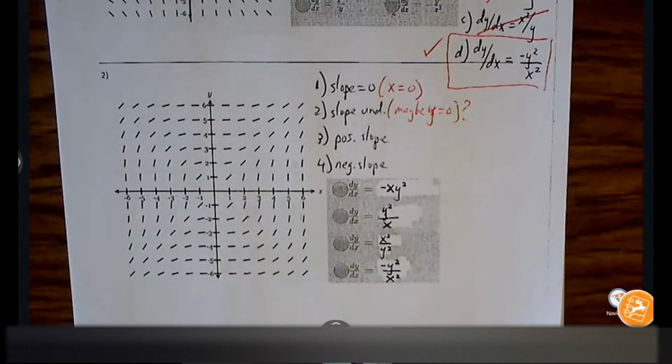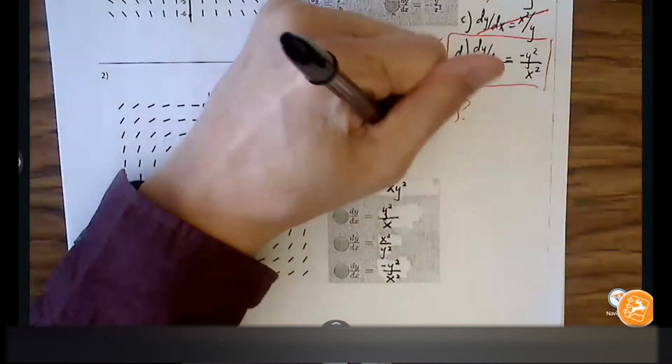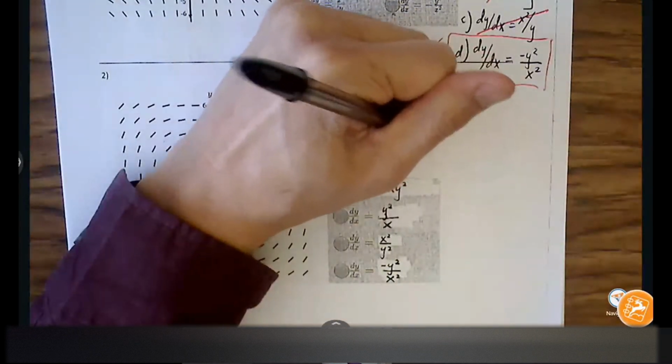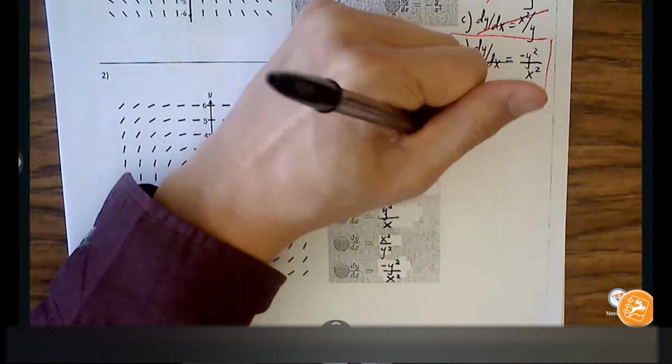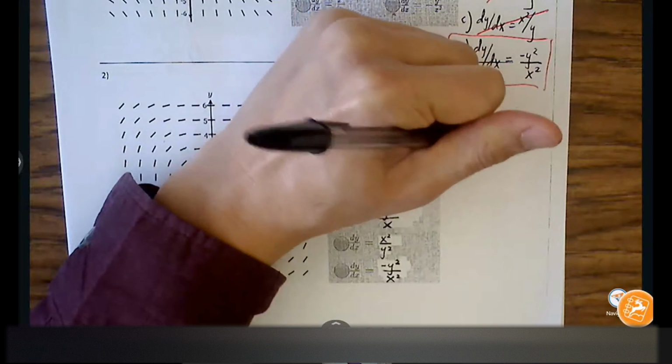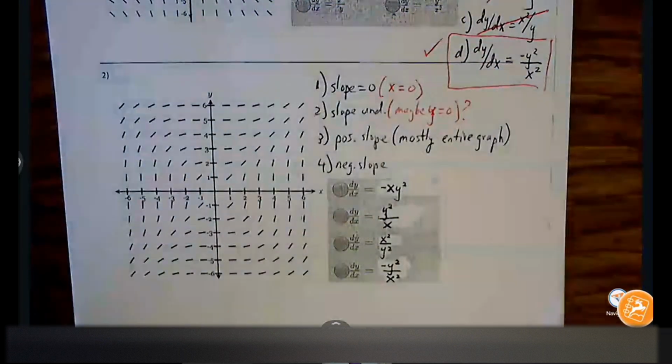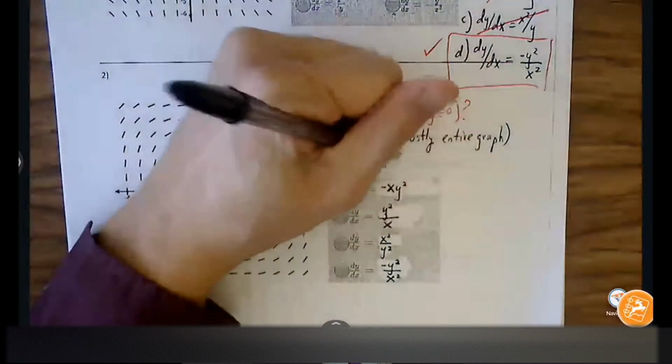Okay, how about positive slopes? The whole graph. Pretty much the entire graph are just variations of positive slope. So mostly entire graph, which means are there any negative slopes? None.